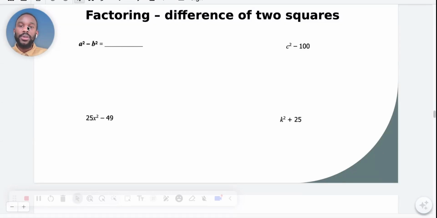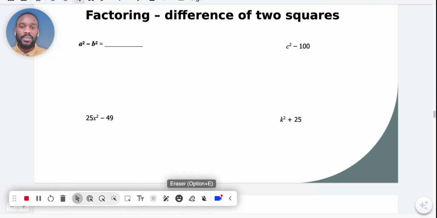Welcome to this video, and we're going to be looking at factoring using the concept of differences of two squares. So the difference of two squares, difference means subtraction. Whenever you see difference, it's subtraction. And what's a square? A perfect square is a number whose square root is a whole number.